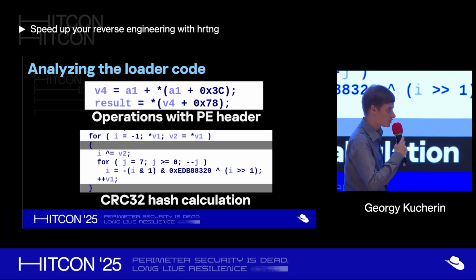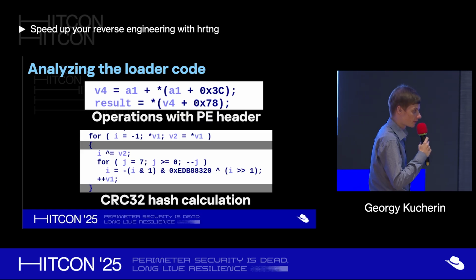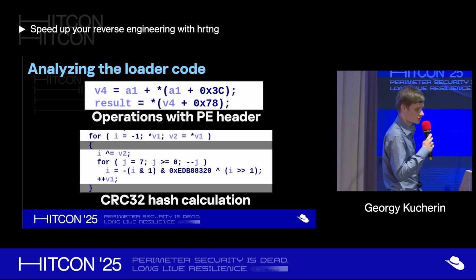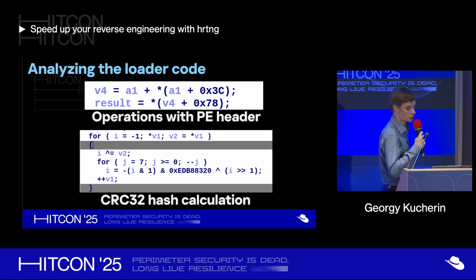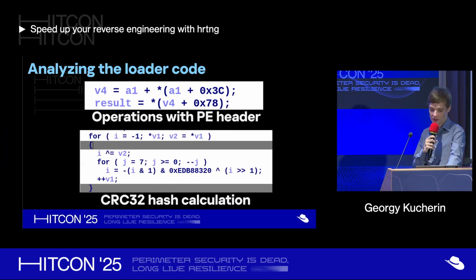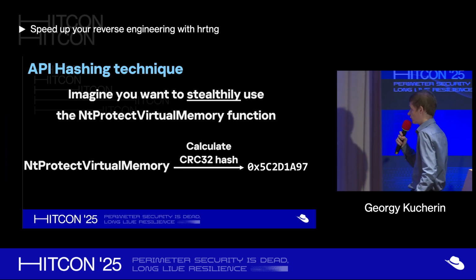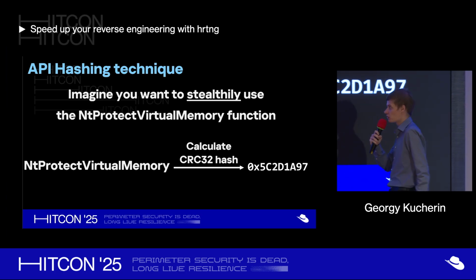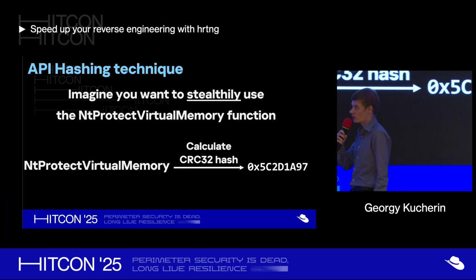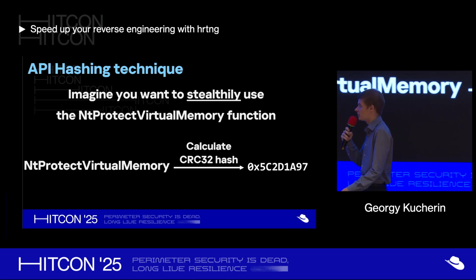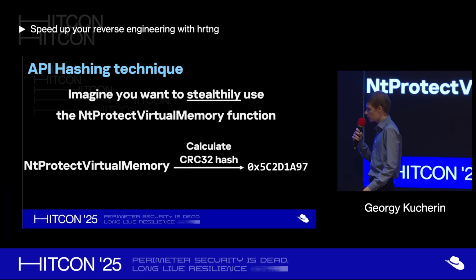And if you're familiar with malware analysis, you recognize that this combination of actions is commonly used to implement a technique called API hashing. It is a defense evasion technique which is used to stealthily call Windows API functions without mentioning their names in code. And let me tell you how it works.